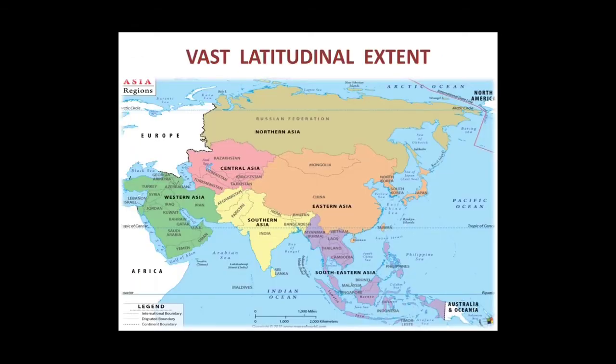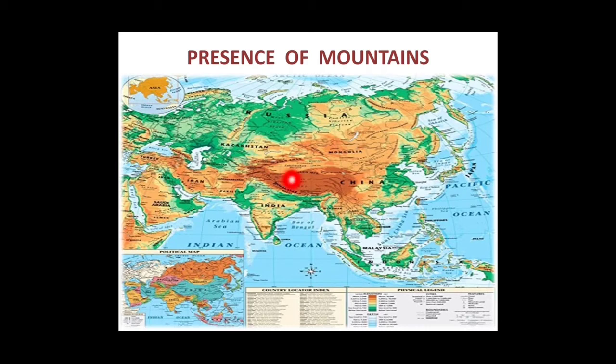So let's see a map. In this map, I'll point out this is the area where there are mountains in Asia. This region of Asia has so many young fold mountains, and how do they influence the climate?